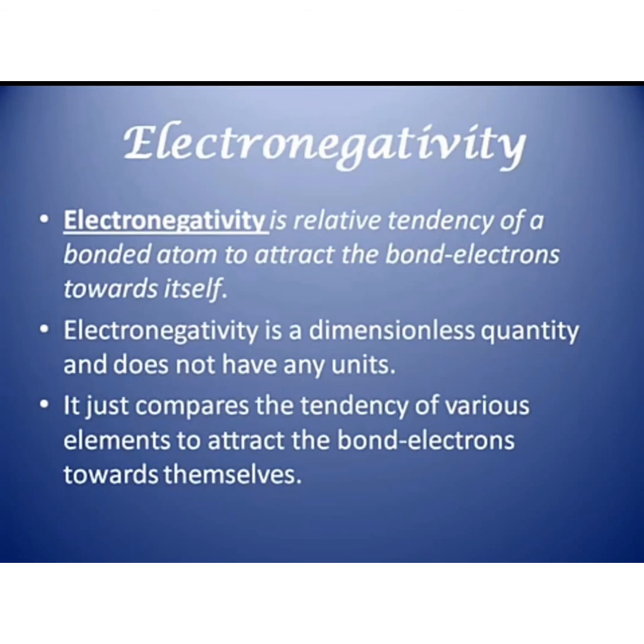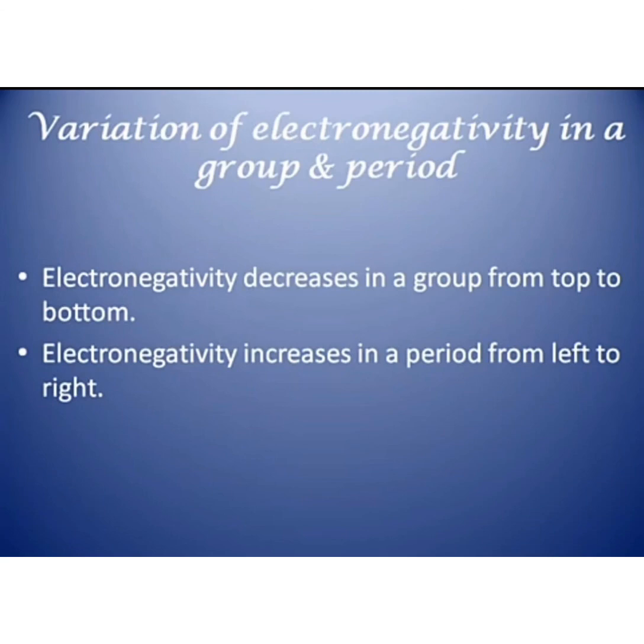Electronegativity. It is the relative tendency of the bonded atom to attract the shared pair of electrons towards itself. It is a dimensionless quantity and does not have any units. It is just a comparison of the tendency of various elements to attract the shared pair of electrons towards themselves. Electronegativity decreases in a group from top to bottom, whereas it increases in a period from left to right.